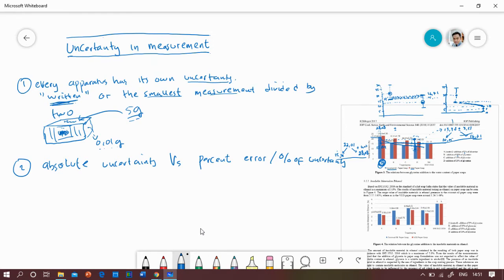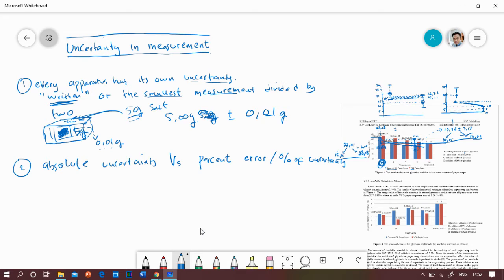So every time, if I want to weigh 5 gram, for example you want to weigh salt, and the scale shows 5 gram, then you write 5 gram plus minus 0.01 gram. Well, it's not 5, it's 5.00, because it's two decimal places. 5.00 gram, something like that.